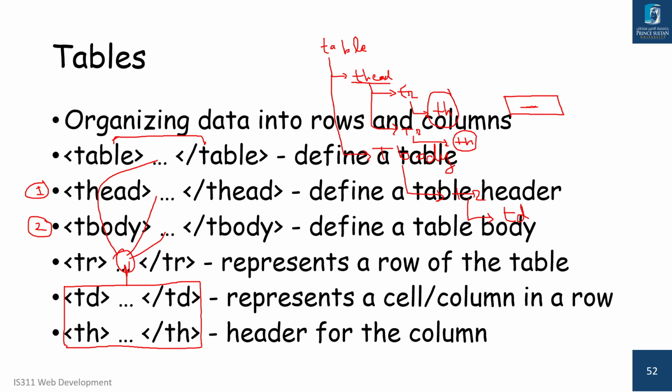So again, in the tbody we can have multiple TRs, and in the TRs we can have the TD. Again, TH and TD represent one box, one cell, inside the table. Only one cell. A row contains multiple cells.